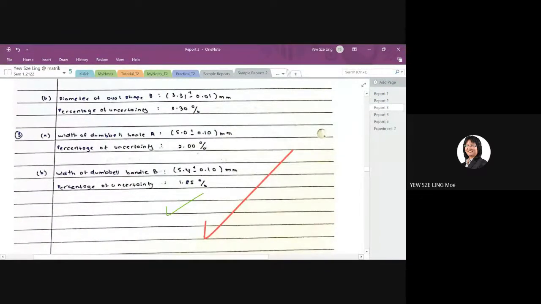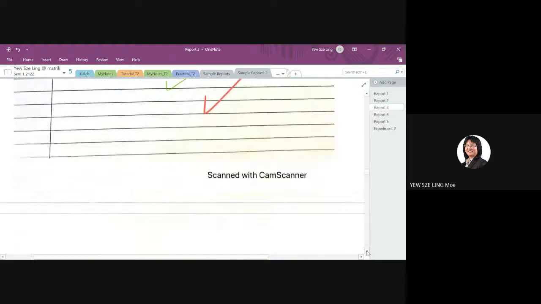So for this report, the marks will be deducted in the discussion part. All 6 marks are gone straight away. I don't even have to read. By just looking at the discussion, straight 6 marks will be deducted. So that marks the end.